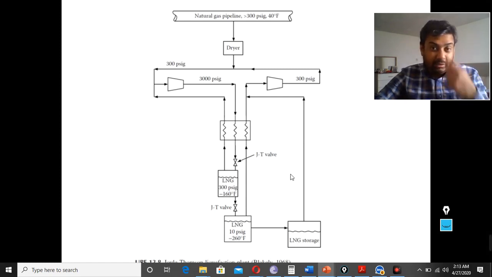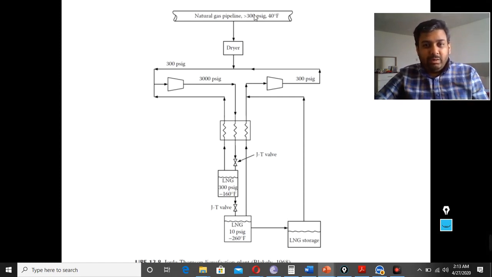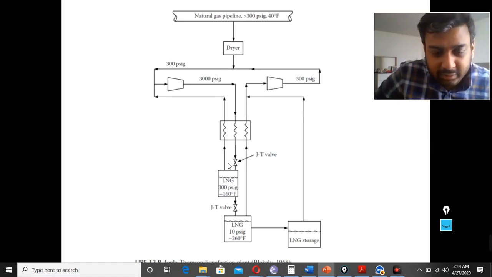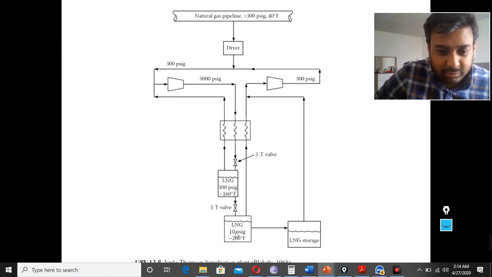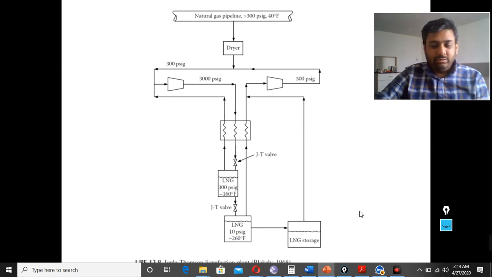So that's another process, with the natural gas pipeline above 300 psig, 14 degrees Fahrenheit. We dry this gas and send it through the compressor. There are heat exchangers that cool it down, and then it crosses through the JT valve. Once it crosses through the JT valve, it becomes partially liquid. Then we use another JT valve, and it becomes completely liquid, at 10 psig and minus 260 degrees Fahrenheit, going to LNG storage.